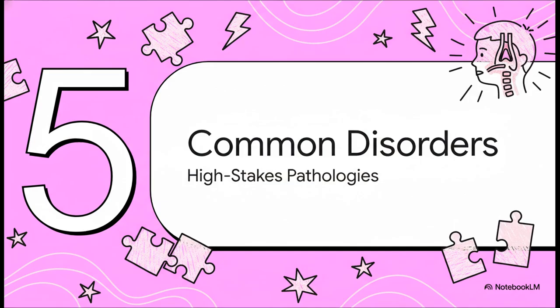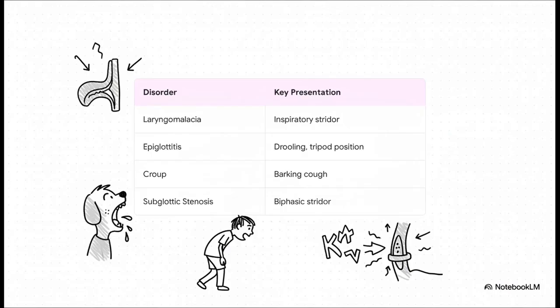All right, home stretch. In our final section, we're going to put it all together. Let's look at the common airway pathologies, because recognizing these patterns quickly is so key, both for your exams and for real-life emergencies. Okay, think of this as your rapid-fire flashcard review. Laryngomalacia, that's inspiratory stridor. The classic epiglottitis kid, they're drooling, sitting in that tripod position. Croup, you can't miss that unforgettable barking cough. And subglottic stenosis, think biphasic stridor often after they've been intubated before.